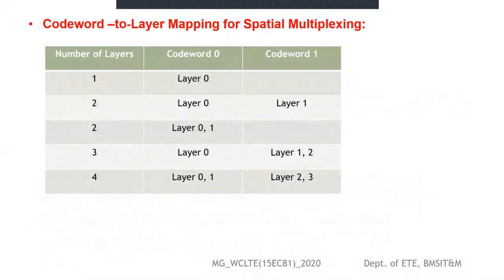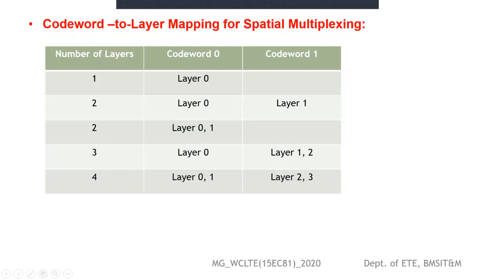Here I have written which codeword is used, meaning the number of layers. Codeword to layer mapping for spatial multiplexing: two codewords, one is codeword 0, another one is codeword 1. If I use a single antenna, only one codeword will be there, so one layer. The number of layers will be 1.